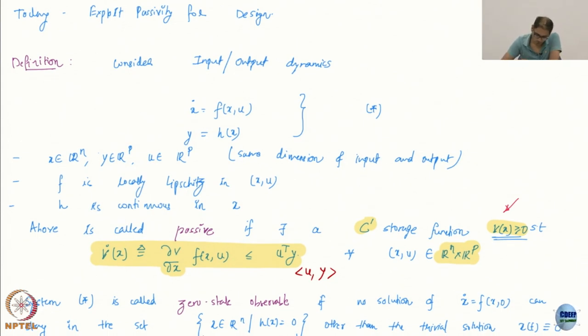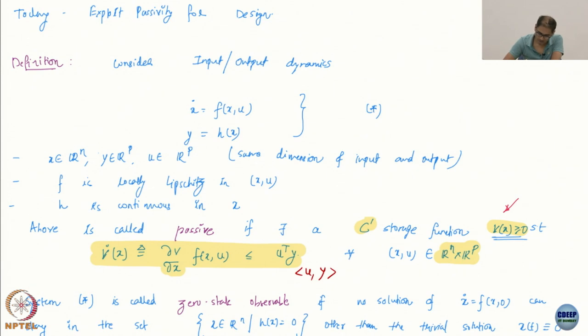Consider this input output dynamic. So now we have an input output system, not just states and control, but also an output, because passivity requires there to be an output. So x dot is f(x, u). Again, we are not assuming explicit dependence on time, since things become way more complicated. And there is a y which is equal to h of x.